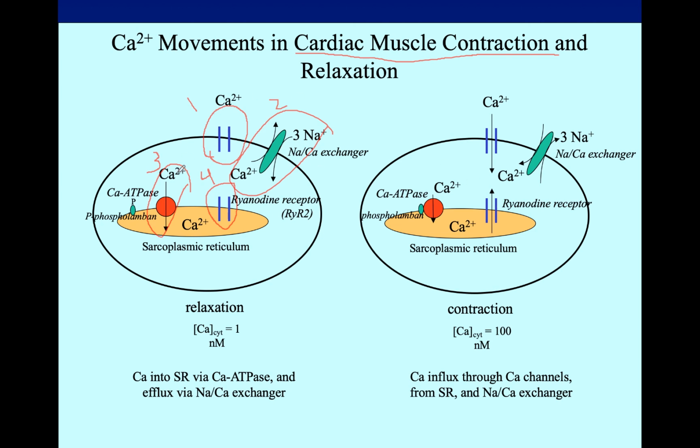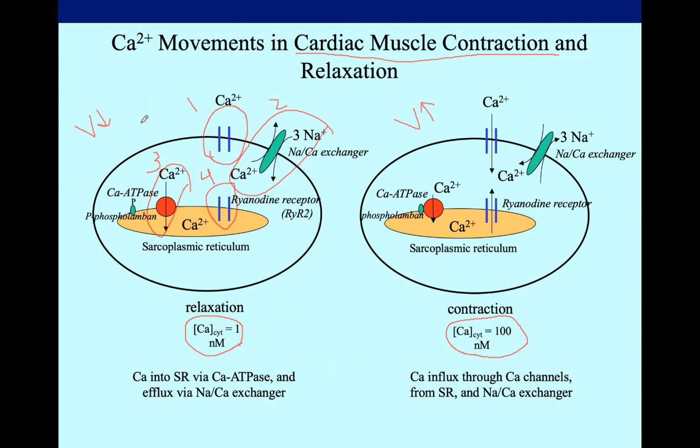This is when voltage is low, so we'll put voltage is low here. And this is when voltage is high. I also want you to notice that in relaxation state, cytoplasmic calcium is at 1 nanomolar, where in contracted state, cytoplasmic calcium is at 100 nanomolar. Calcium is required for all muscle contractions because calcium binds to troponin to push tropomyosin out of the way, allowing the myosin head to bind and contract.